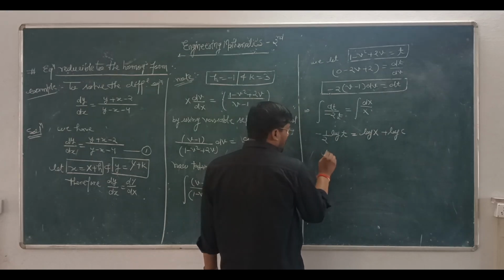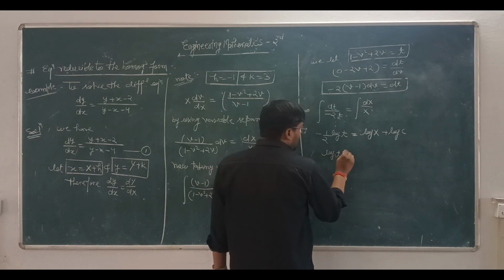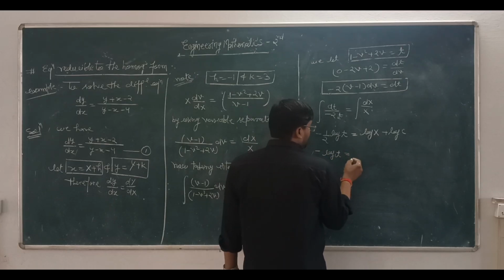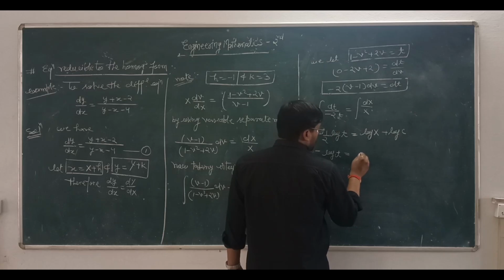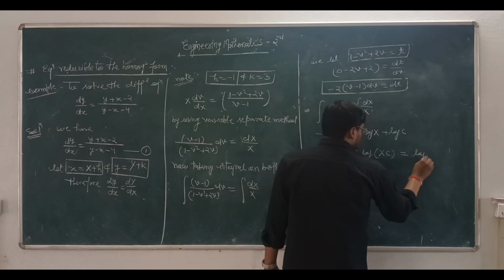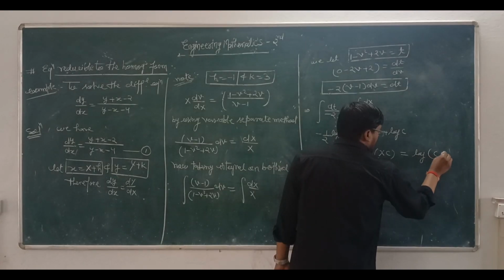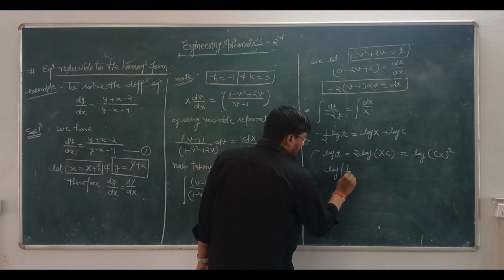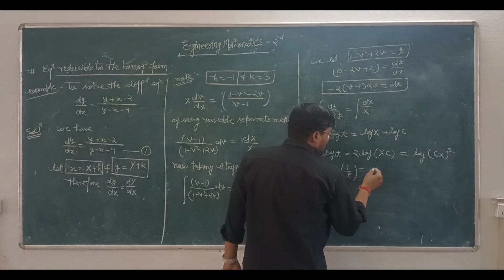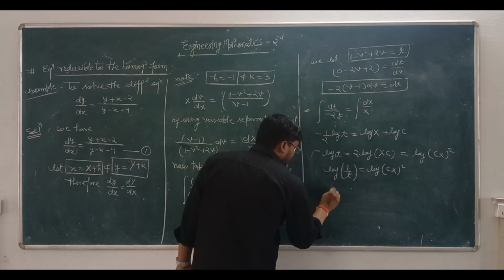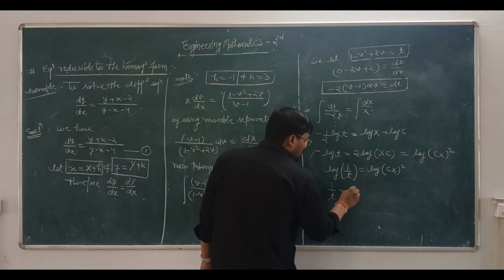Now you can write log t minus log t is equal to 2 log capital X into c. Now you can write log c capital X to the power 2. Now you can write log 1 upon t is equal to log c capital X to the power 2. Now you can write 1 upon t is equal to c capital X.